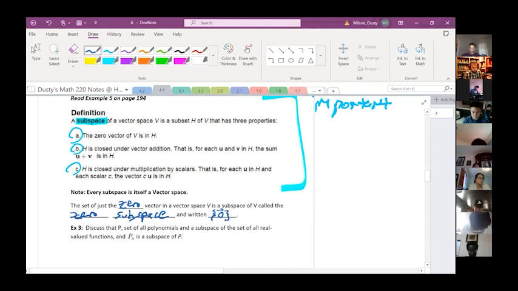Let's make sure that it satisfies the conditions. Is the zero vector in there? Yep, it's the only thing that's there. It's closed under vector addition. That is, if we take two things that are in this set, my two things would have to be 0 and 0, and I add them together, I still get 0. Yay. And if I multiply 0 by a scalar, do I still get 0? Yep. So it is a subspace. It's a very boring subspace.